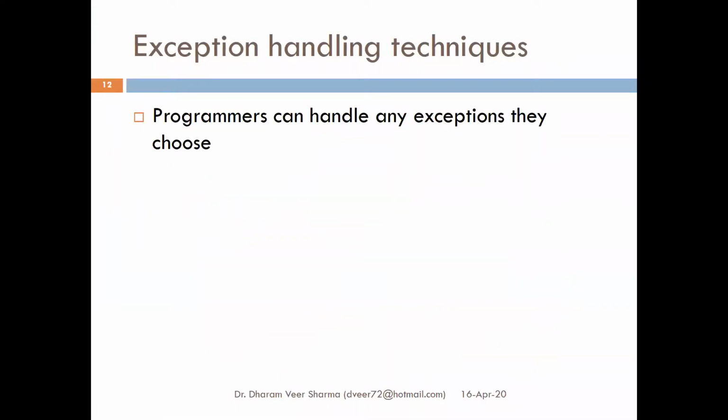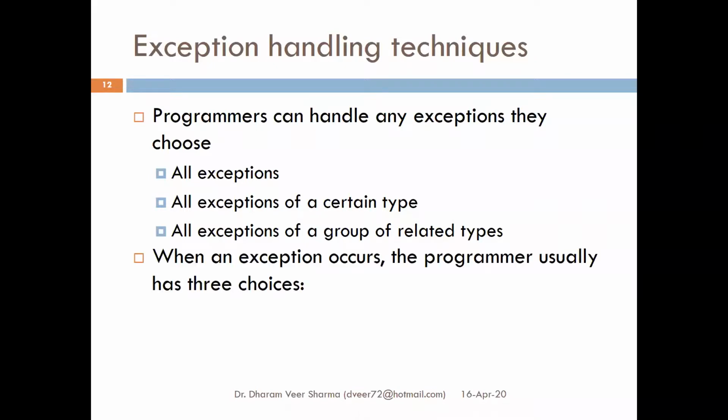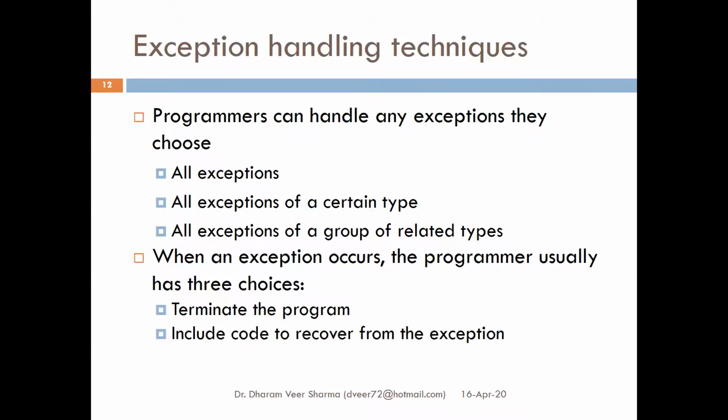What is the technique? Programmers can handle any exception they choose. It's up to you which kind of exceptions you want to handle. For example, we can handle all exceptions of a certain type, such as all those exceptions related to values of the data type, means if they are going outside the range, or exceptions of a group of related types. So we have three choices whenever an exception occurs. First, the simplest one, terminate the program. Second, include code to recover from the exception. And third, log the error and continue.